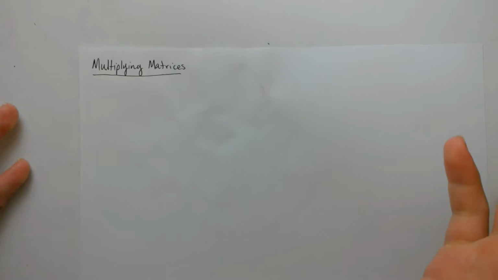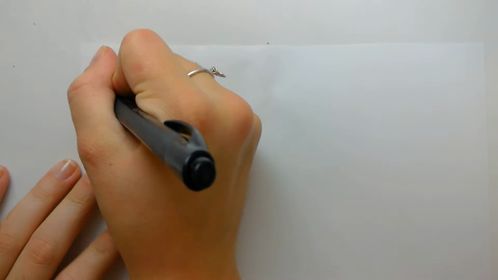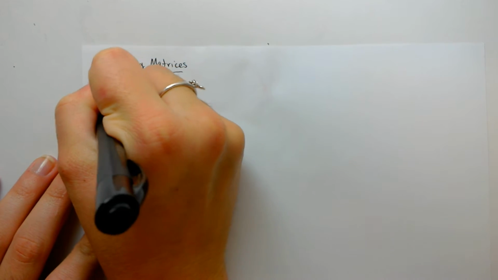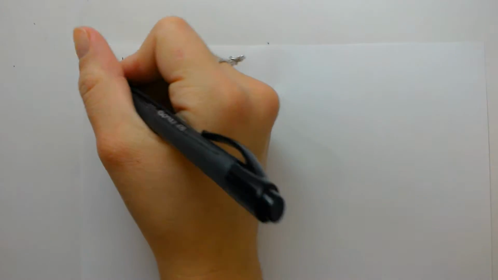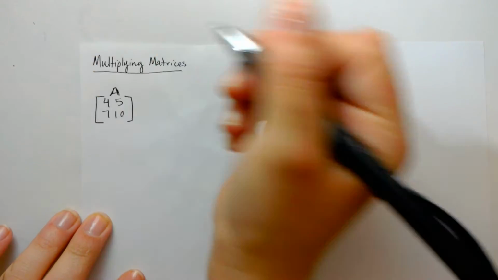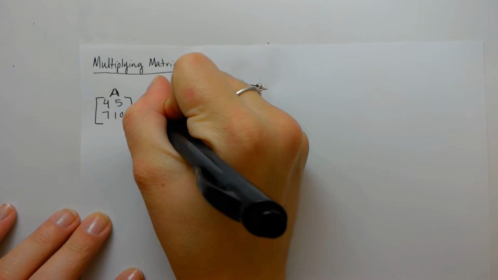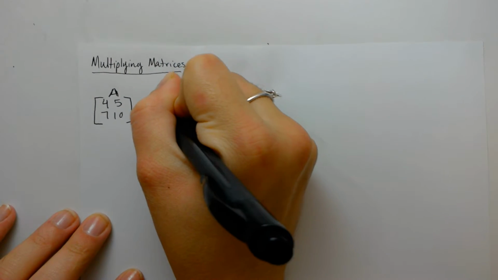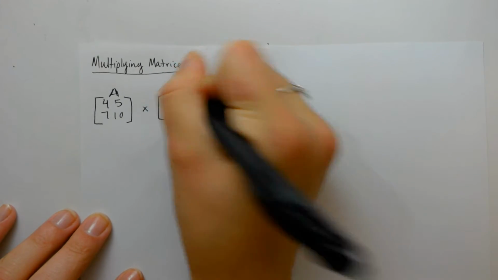Okay, so today I'm going to show you how to multiply matrices. So first, for our A matrix, we're going to have 4, 5, 7, and 10. That is an A, times your B matrix, which is 1, 2, 8, 3, 6, 9. That's our B matrix.